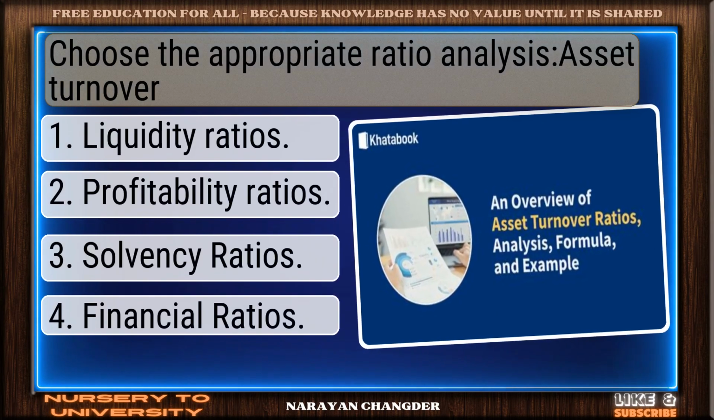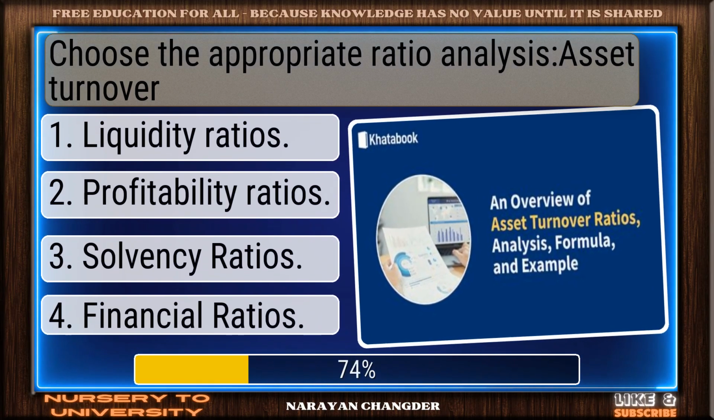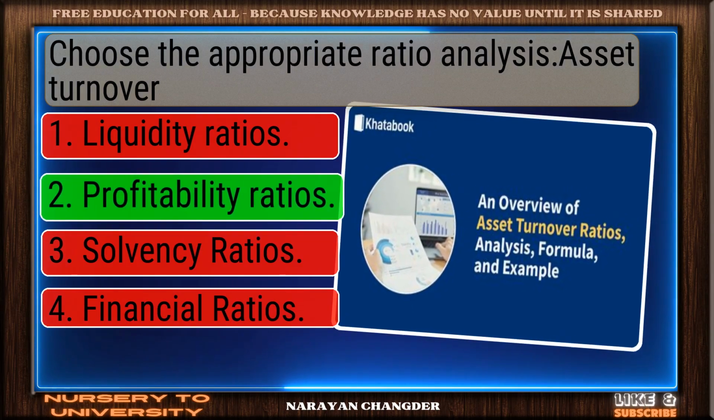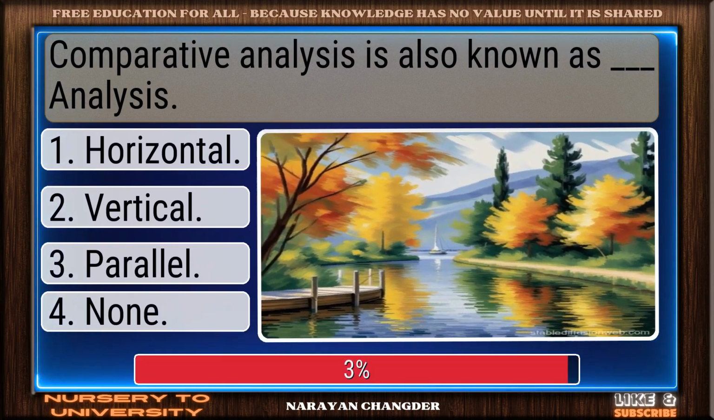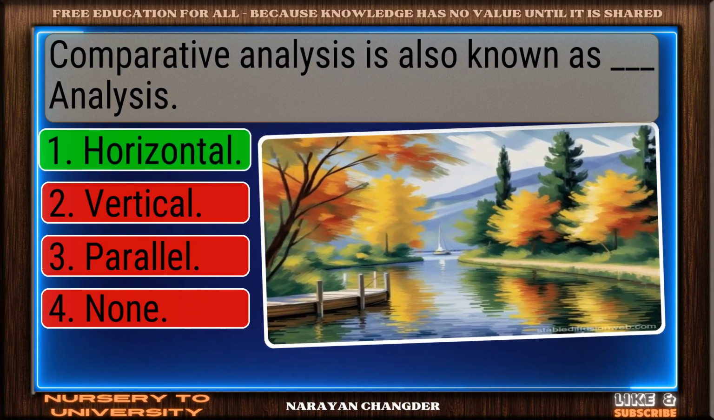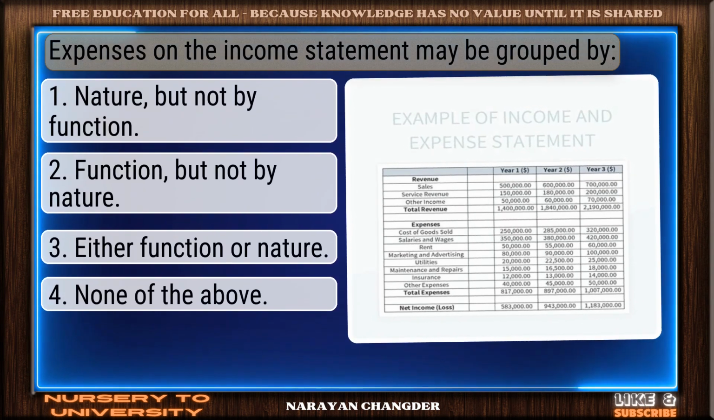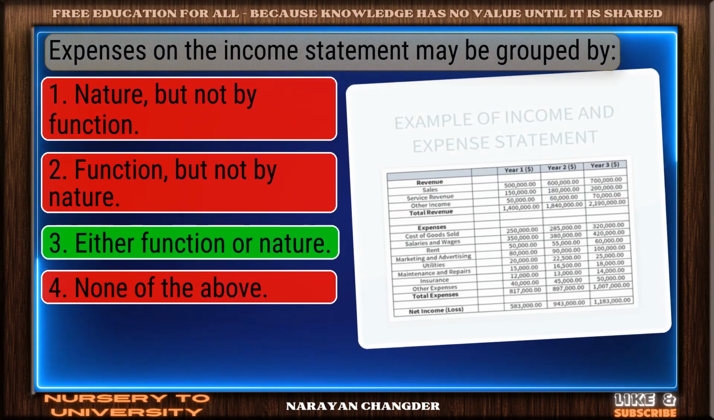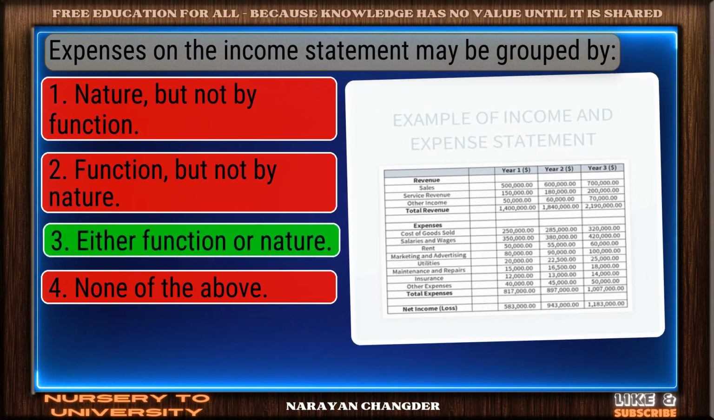Choose the appropriate ratio analysis. Asset turnover. Good job. Your answer, profitability ratios, works well here. Comparative analysis is also known as dash analysis. Excellent. Horizontal is a brilliant choice. Expenses on the income statement may be grouped by. You got it. Your choice, either function or nature, is right.